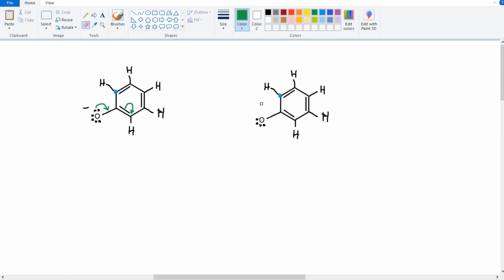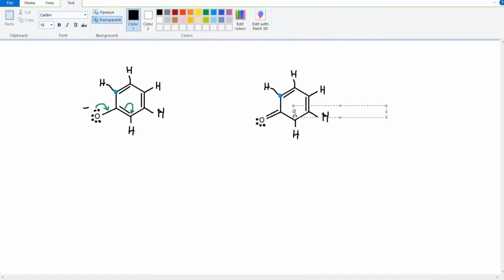So that's going to give you the following resonance structure. This will no longer have 3 lone pairs. Instead, it will have that. And this will no longer have a double bond. Instead, it will have a lone pair on that carbon right there, and it will also have a negative charge.